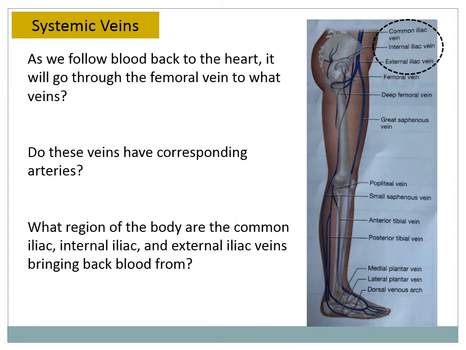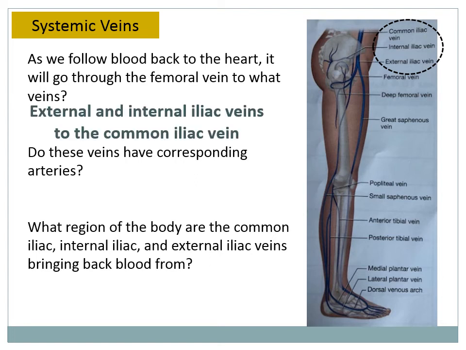So as we follow blood back to the heart, we're going to go through the femoral vein to another vein here. So what veins are going to actually take in blood from the femoral vein? Yeah, it's going to be the external and internal iliac veins to the common iliac vein. So really your femoral vein is going to dump into your external iliac vein, which is going to lead to your common iliac. Your internal iliac will also lead to that common iliac vein.